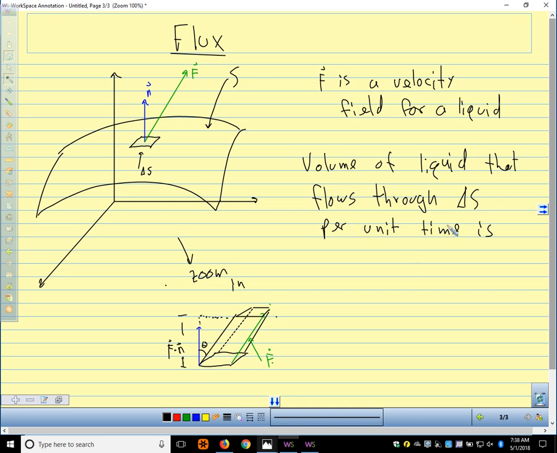So the volume that flows through this, the volume of this solid, is f dot n delta S: the area of the base times the height of that little oblique prism. F dot n gives us the component of f in the direction of the unit normal vector. So this is going to give us the volume of that small oblique prism.